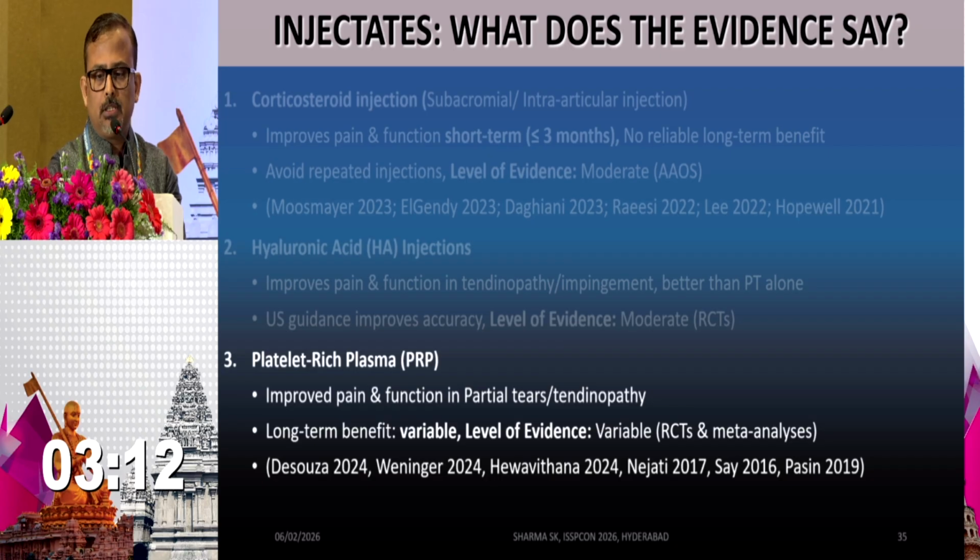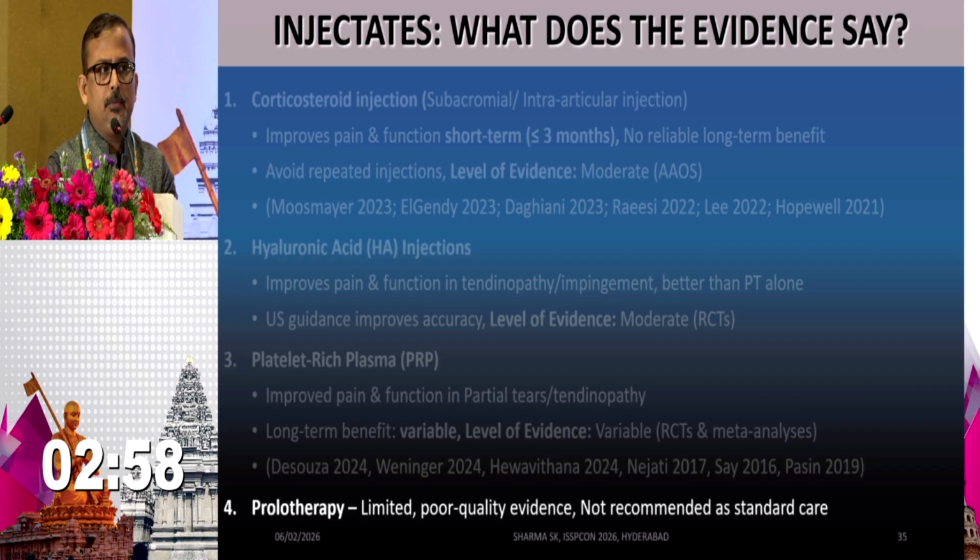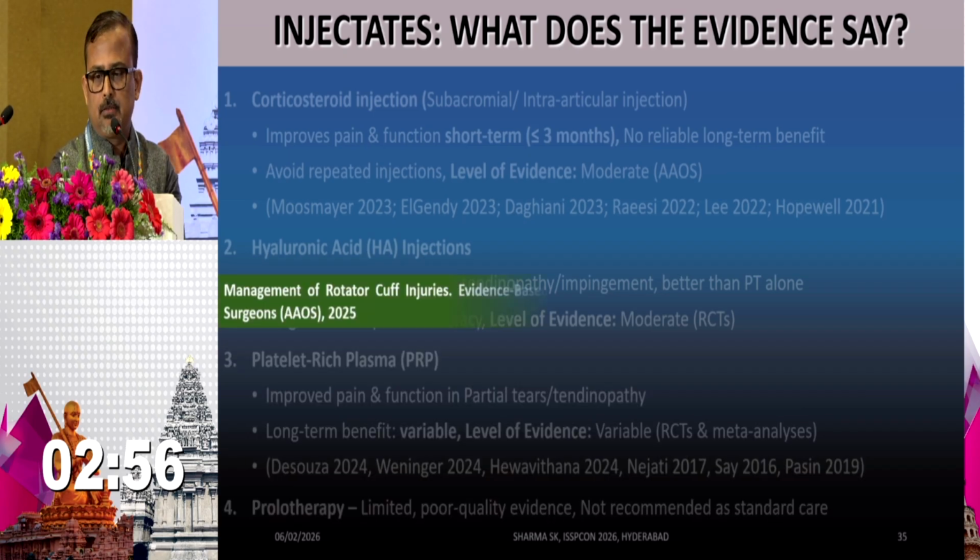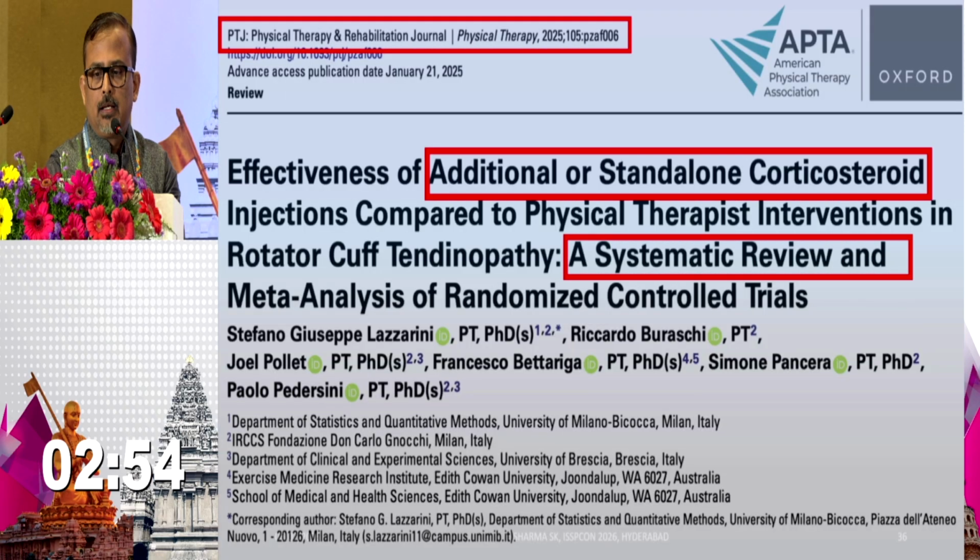Then you come to the third one, which is platelet-rich plasma. It does improve pain, especially in the mid-range, meaning more than 12 weeks and less than 6 months. But the evidence is variable. And finally, prolotherapy, it is not recommended. These are the evidences. Additional or standalone, always additional is better than standalone.